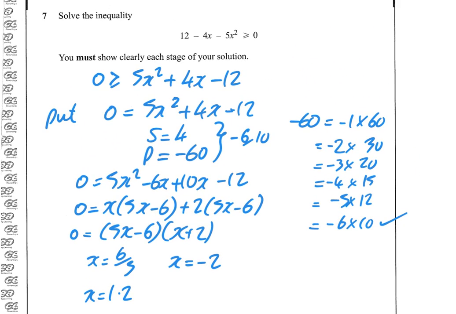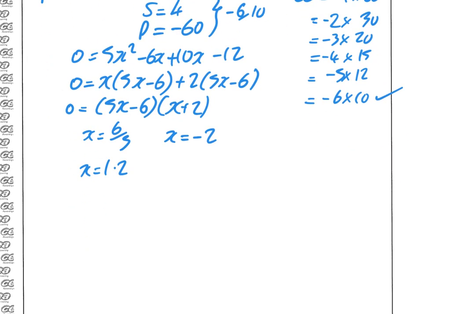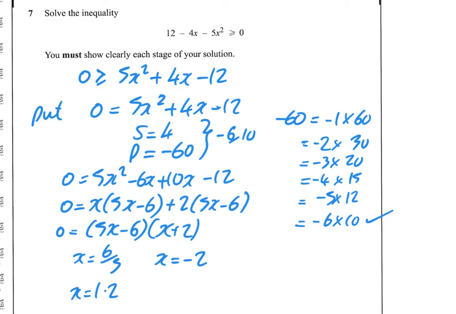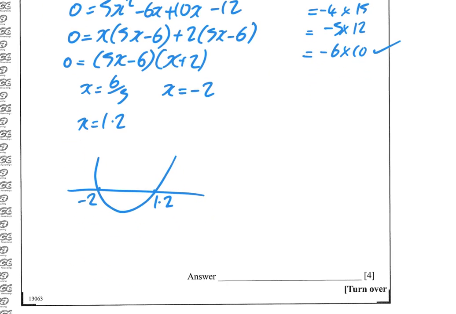So what that allows us to do then is draw the quadratic. It's a positive quadratic, so it's a U shape. It crosses at minus 2, and it crosses at 1.2. If you look back to your equation, we wanted this to be less than 0. So we want where this is underneath the axis. We're looking for this wee section. So our answer is minus 2 is less than or equal to x is less than or equal to 1.2, and that's it.